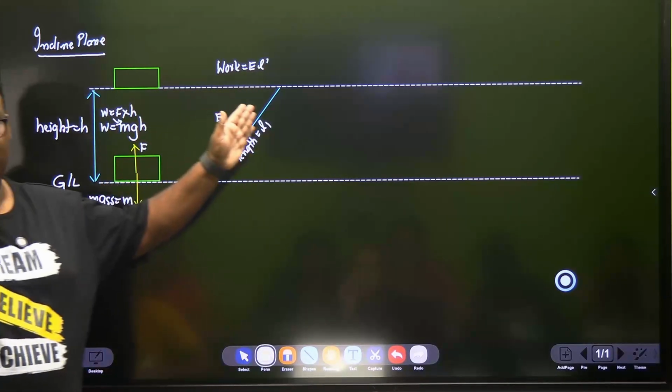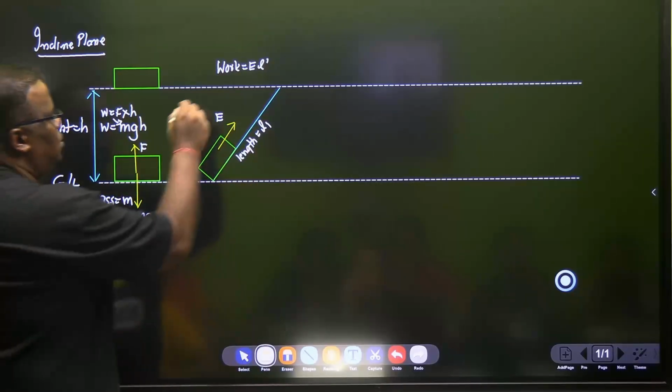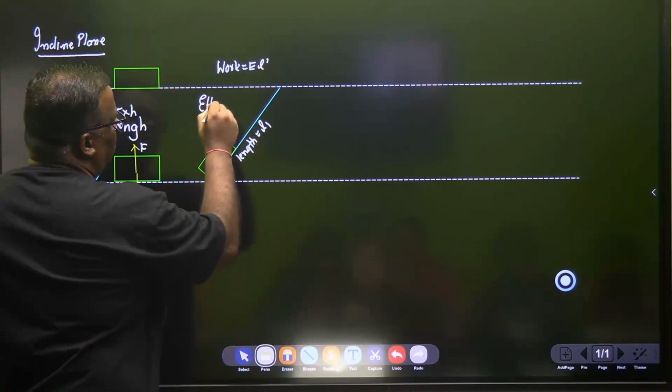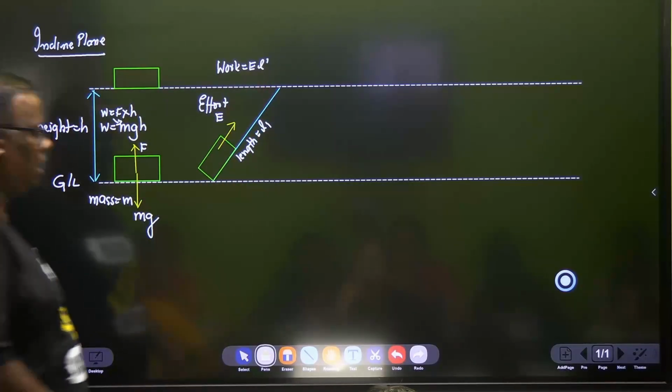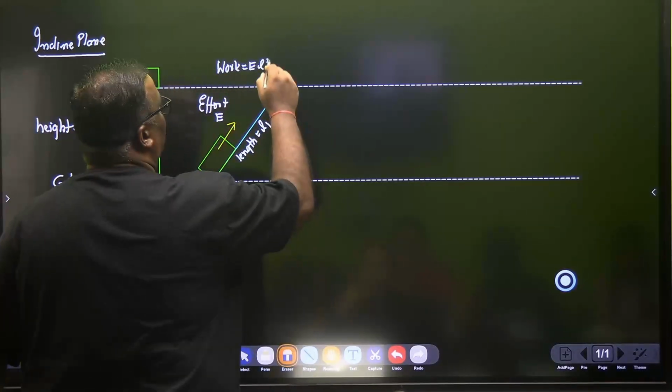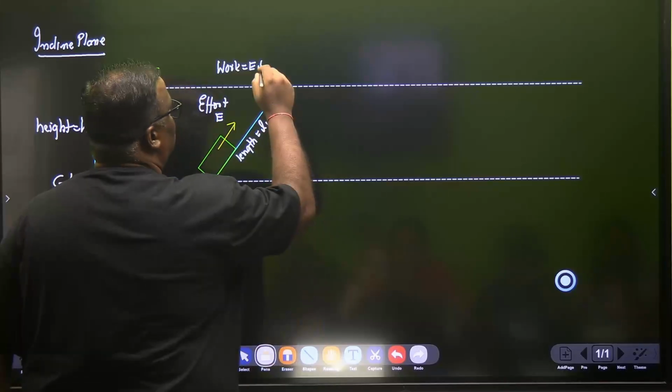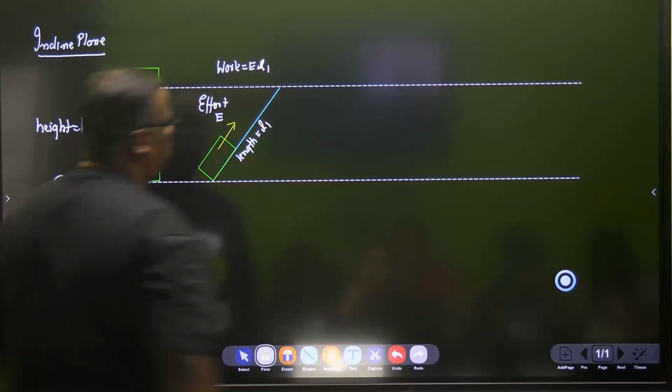E is the force, E is your effort, and the length is L1. Sorry, not L dash, it will be L1 because that's what we have assumed. So E into L1, this much you have pulled it.